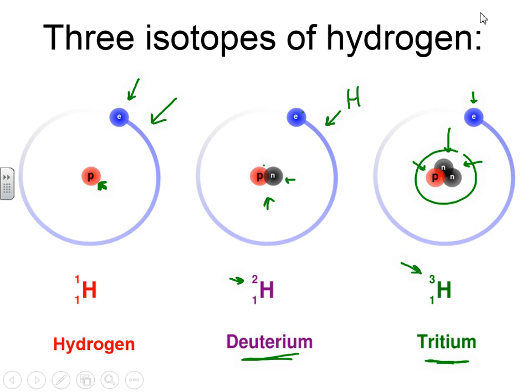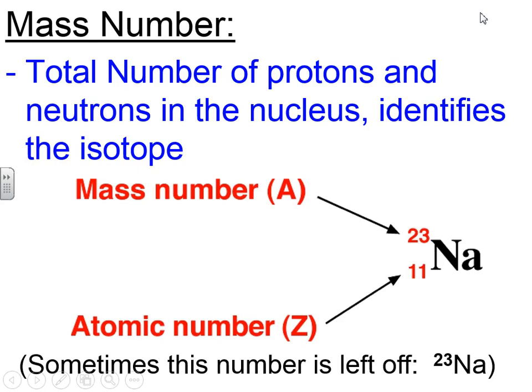This introduces to us the concept of the mass number. Now the mass number is the total number of protons and neutrons in the nucleus, and it identifies what's called the isotope. Remember, because protons and neutrons have mass, we can put them together and talk about the mass number. Usually letter A is designated for the mass number. Remember, letter Z was designated for the atomic number.